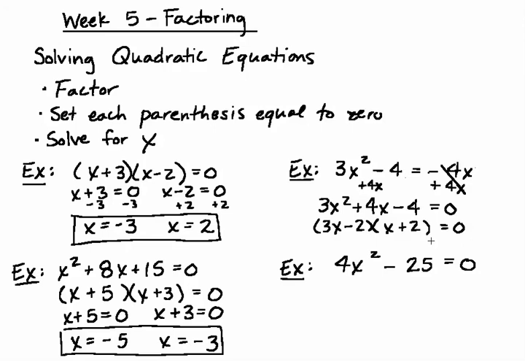And you can check this mentally or by writing it down on paper. But if you check this, you will get the correct answer. So 3x minus 2 times x plus 2 is the correct factoring. So we set each one of these parentheses equal to 0.